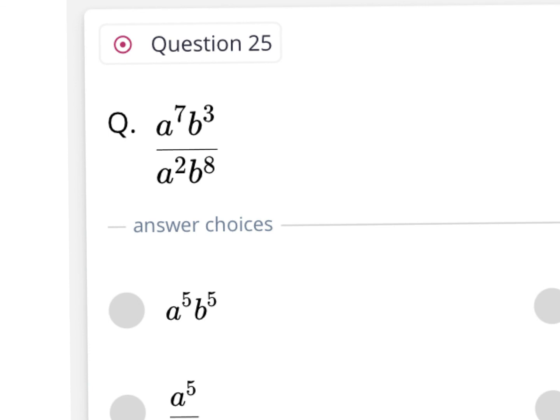Question 25 is all about canceling, right? If you have 3 b's up on top and 8 b's on the bottom, all 3 of them will cancel with 3 of the 8 and you'll have 5 left over. Same thing with the a's. There's a times a on the bottom. Both of those a's will completely cancel with 2 of the 7, leaving you 5 left over up on top, which is why your answer is a to the 5th over b to the 5th.